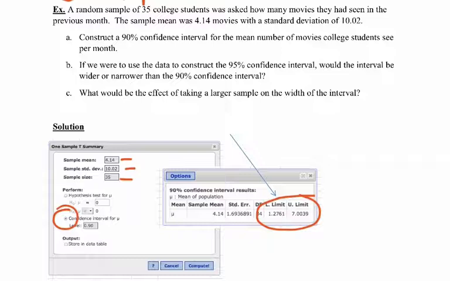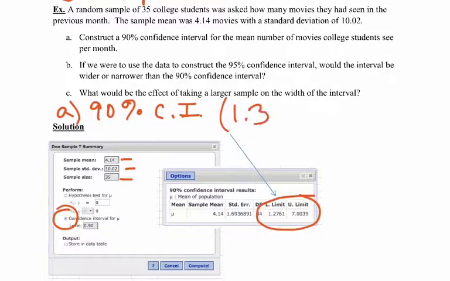And here's what your screenshot is going to look like. Okay, so this is the part that I'm interested in. So for part A, my 90% confidence interval is going to be from 1.3 to 7 movies per month. And I know it seems strange to say 1.3 movies because you can't see part of a movie. I guess you could, but remember it's an average, right? A mean is really a numerical average. So you can have numbers that are decimals, even if that doesn't fit with the actual data that you would be working with.